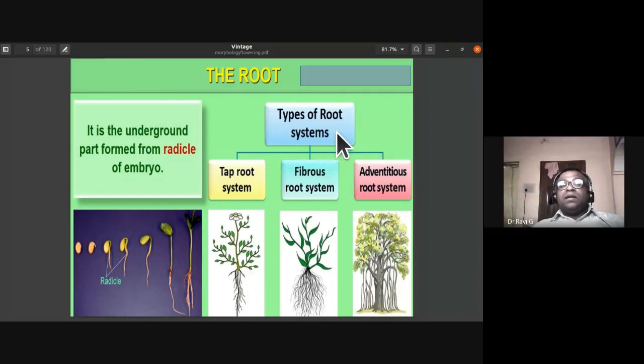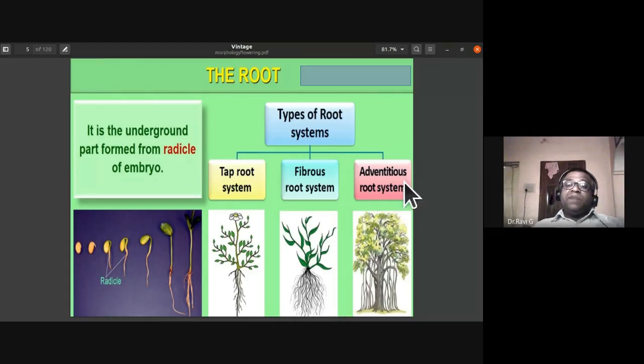There are three types of root system. They are the taproot system, which you can notice in dicotyledonous plants, where the radicle develops to form the primary root, and from them arise the secondary and tertiary roots. In the fibrous root system, which you notice in case of grasses, initially they have the radicle, but later it disintegrates and the fibers arise from the base of the stem. So we call this the fibrous root system.